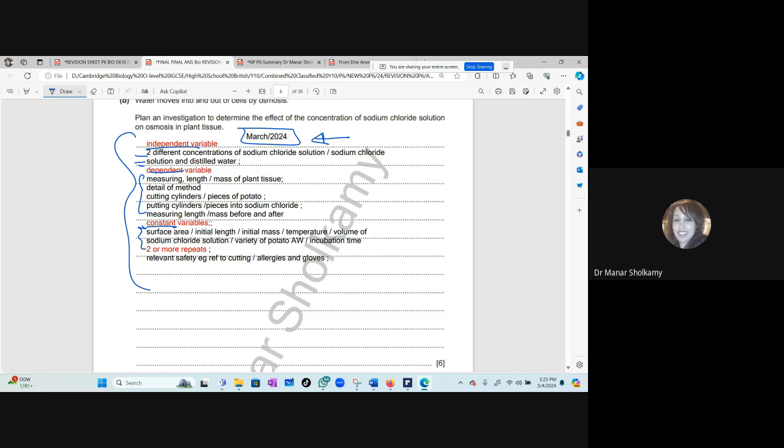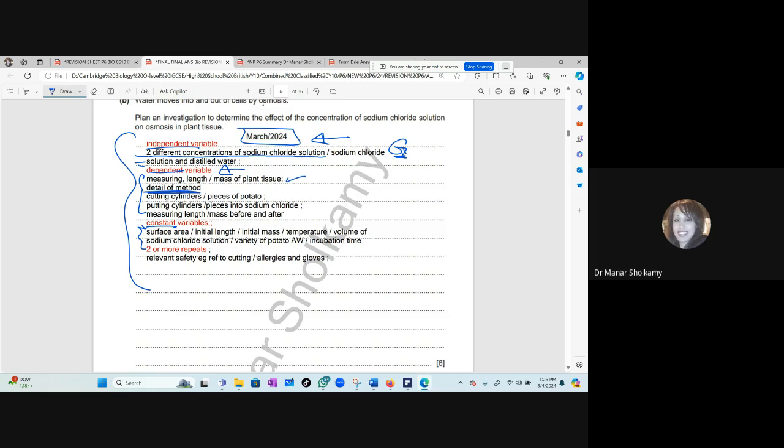So your independent variable, you have to mention 2 different concentrations at least of sodium chloride. And please give examples. Listen to me. Let's say high concentration, low concentration, or give numbers, just give examples. The dependent variable, you will mention what it is and how you will measure the dependent variable. You will measure the mass or the length of the potato, accept it.